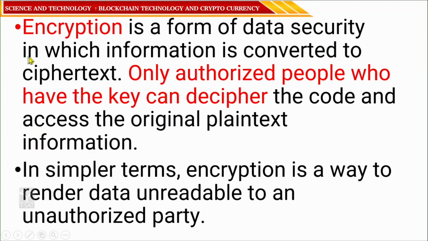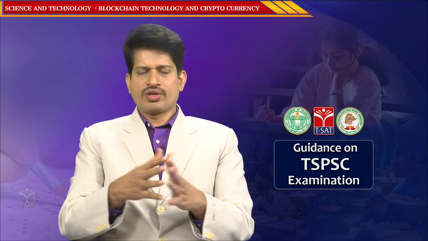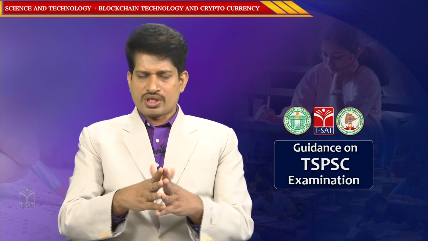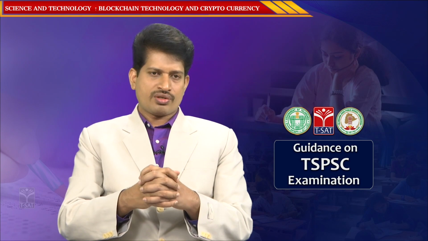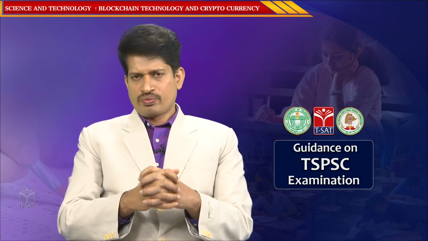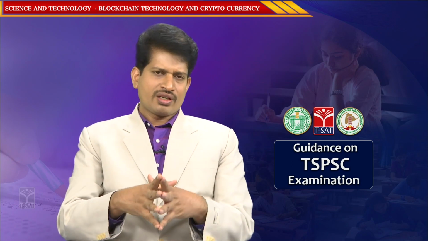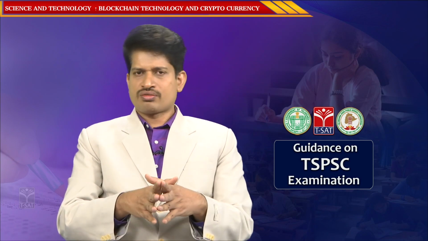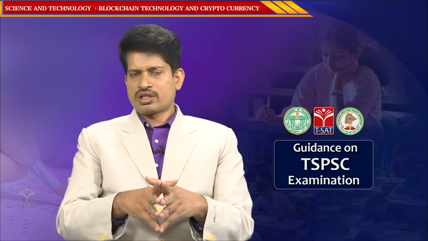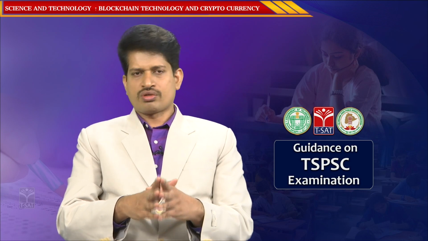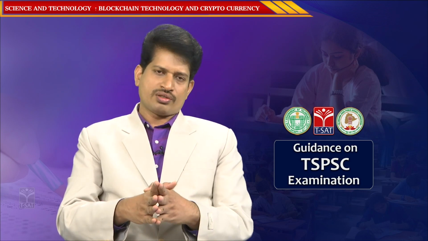So, encryption is a mechanism where only authorized people who have the key can decipher. Encryption is a kind of coding that not everybody should be able to understand. Only the authorized persons must be able to understand this. This is known as encryption. So, blockchain, as in the case of any kind of software application, needs coding and encryption, which are very important in the process of making this blockchain application.